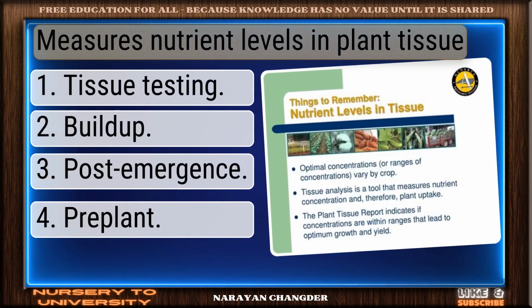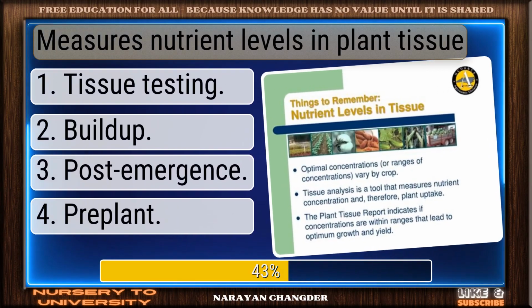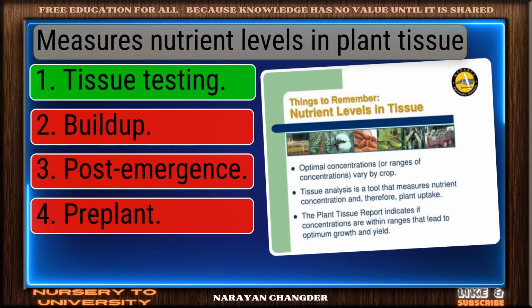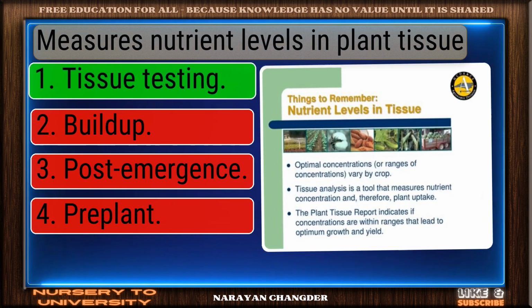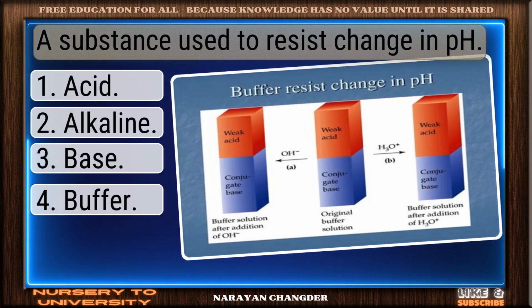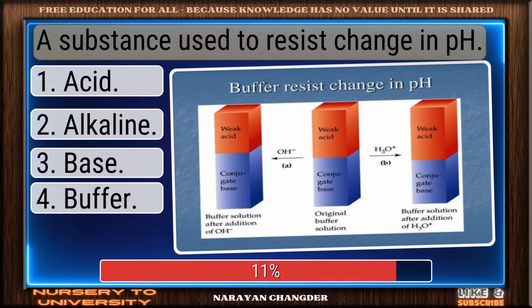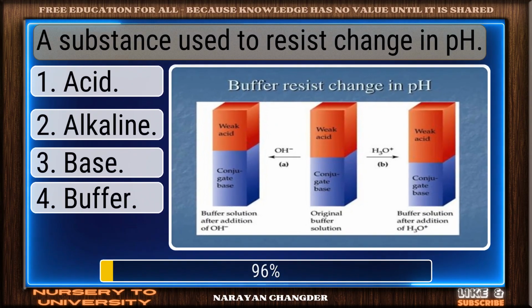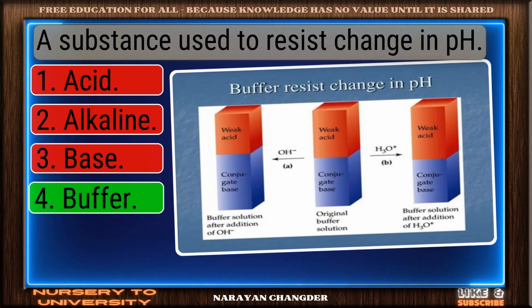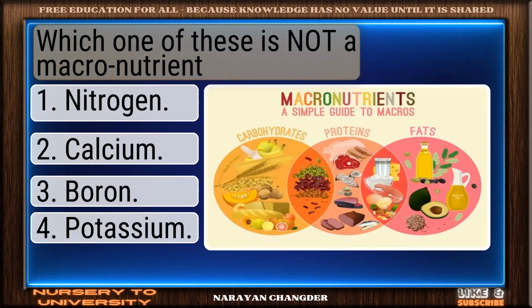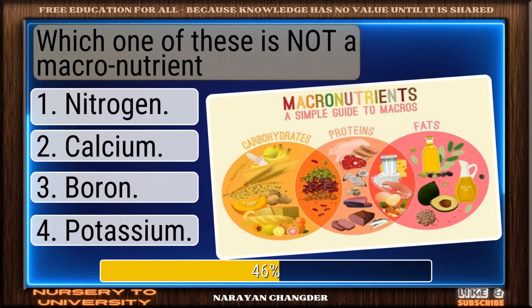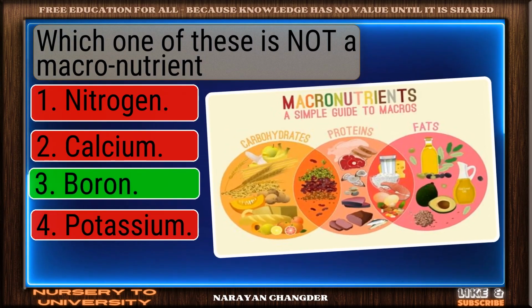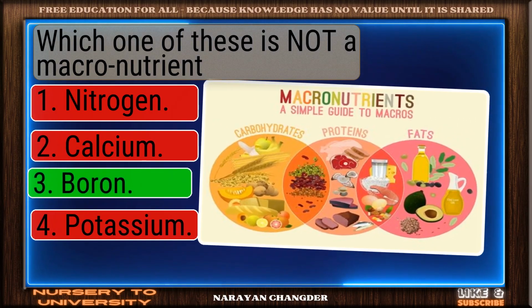Measures nutrient levels in plant tissue. Good job. Your answer tissue testing works well here. A substance used to resist change in pH. Excellent. Buffer is a brilliant choice. Which one of these is not a macronutrient? Right choice. Boron is the best answer.